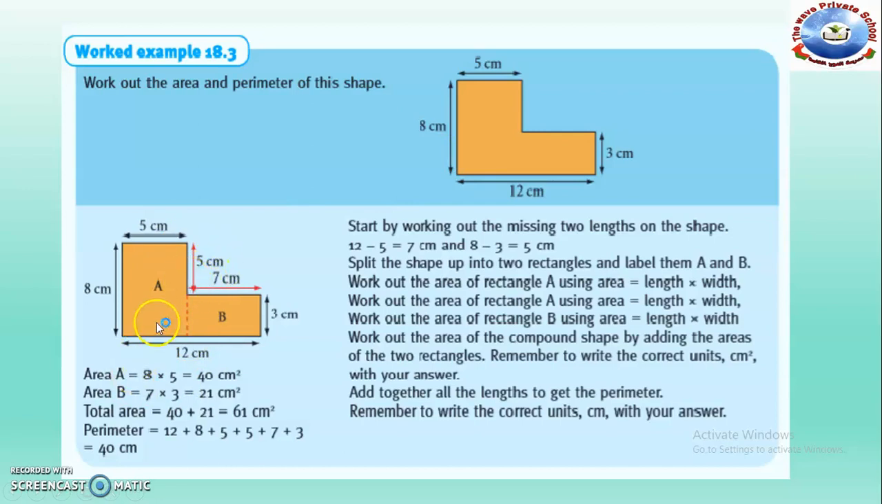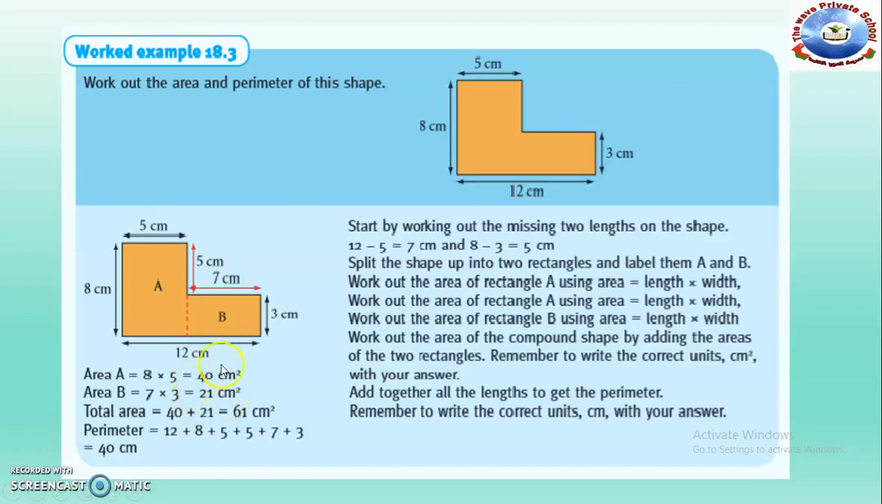Now first of all, we will find the area of A. So for area of A, 8 is the length of A and 5 centimeter is the width of A. So area of A is equal to 8 multiplied by 5. It will be equal to 40 centimeter square. And for B, just multiply length into width. This is the length and this is the width. 7 multiplied by 3, it will be equal to 21 centimeter square.